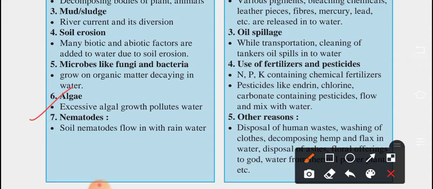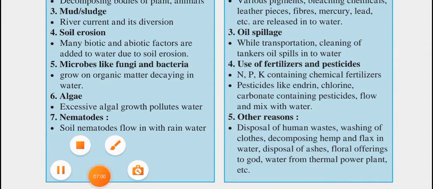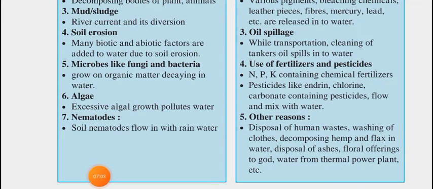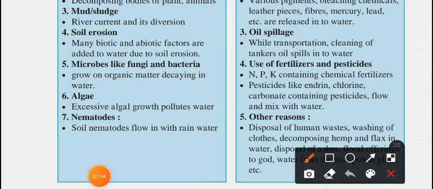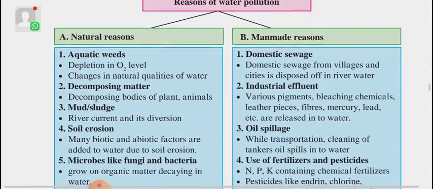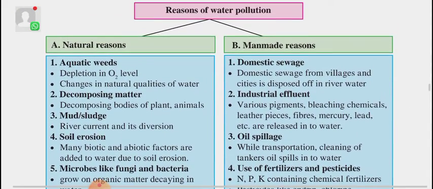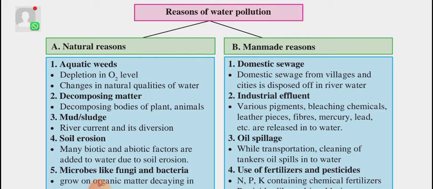Okay. Next is nematodes. Soil nematodes flow in with rainwater. Nematode means the roundworm or threadworm gets added in the water. Due to that, also water gets dirty because they die, and afterwards water becomes dirty. So these are the natural reasons for water getting dirty.